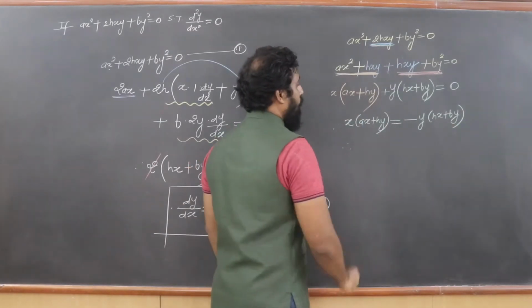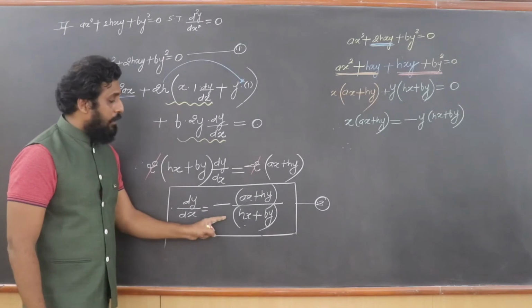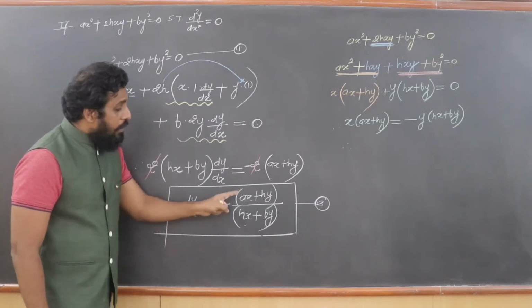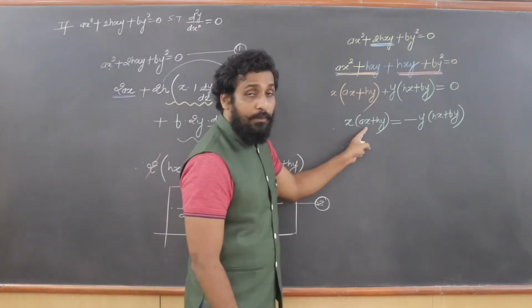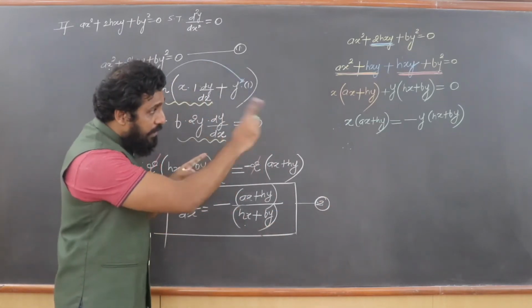Now students, observe carefully what is going to happen over here. Look at your equation number 2, the second equation that you have written previously. dy by dx equal to some negative sign. Then what is in the numerator? There is ax plus hy in the numerator. Ax plus hy I've got here, isn't it? And the denominator is hx plus by. It is present on the right hand side.